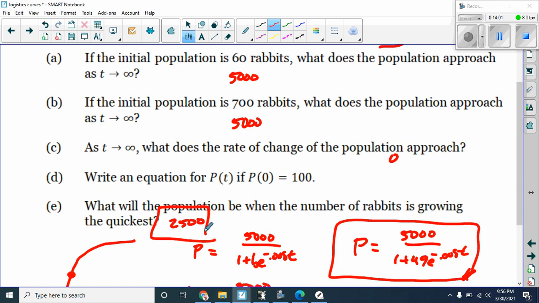So those are logistics curves. We will practice many more of these prior to taking a test or quiz on them.